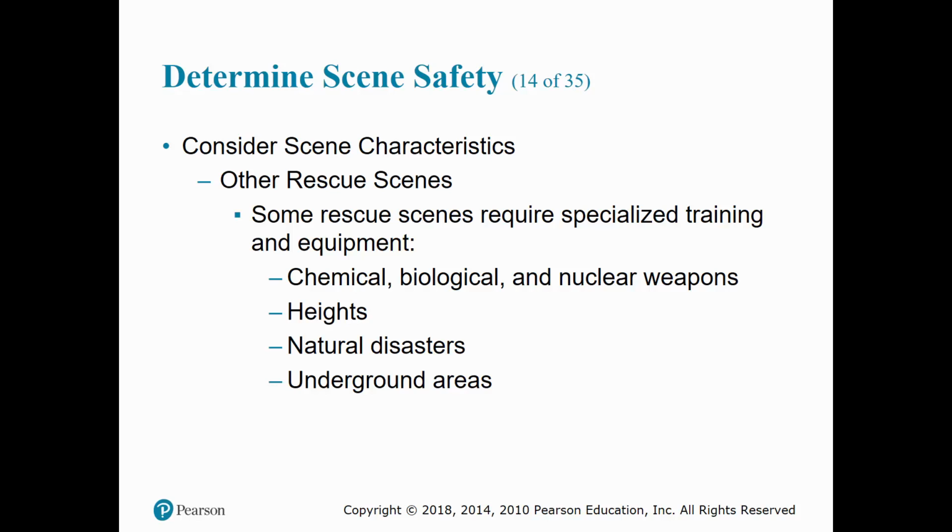The EMT must also be prepared to call on additional specialized resources to ensure not only their own well-being, but the successful rescue of the patient. Whether it is a chemical, biological, or nuclear weapon of mass destruction, severe heights such as on rooftops, trees, or construction areas, natural disasters, and underground areas such as caves, manholes, and trenches would require specialized rescue teams.